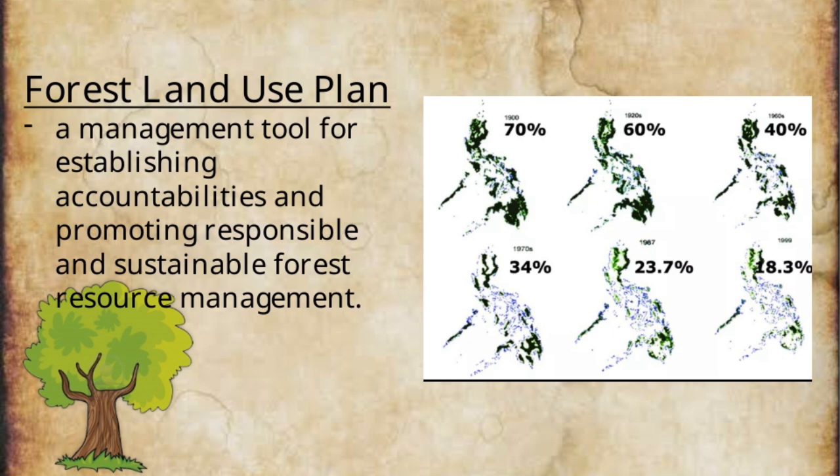This plan is a key part of the overall approach to sustainable resource management because it provides a structured framework. It guides us in making informed decisions that benefit both the environment and the communities that depend on these forests. In the bigger picture, the Forest Land Use Plan helps us stay accountable and committed to responsible stewardship of our forest resources, ensuring they remain healthy and productive for generations to come.